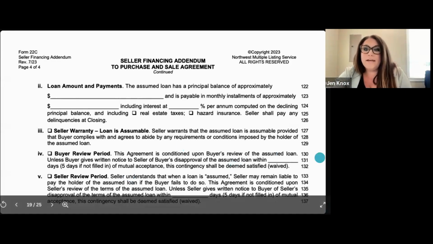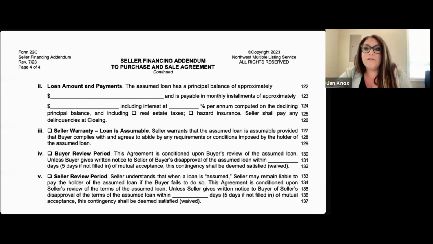You will have to specify the payments and interest as still required by law. This is again part of Regulation Z. You will also want to check the other boxes to ensure that the loan is in fact assumable. You want the buyer and seller review period. You're going to want to make sure that the seller warrants the loan is assumable. Not all loans are assumable. So buyer and seller have the option of a review.